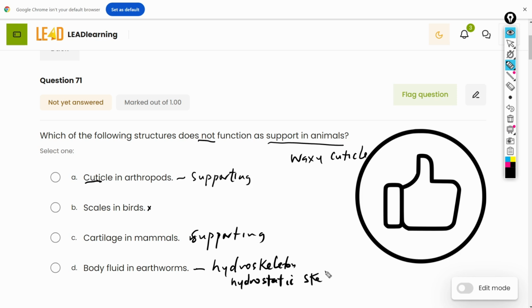It's generally found in a group of worms that belong to the phylum Annelida. That is the segmented worms. Phylum Annelida. There you have the earthworms, you have the palolo worms, you have the leech, Hirudo medicinalis. So the only structure here that does not function as a support in animals is scales in birds, and that is the option B as our answer.